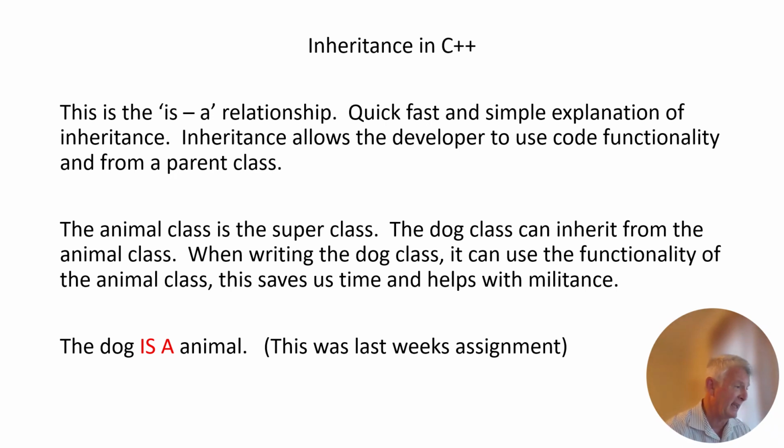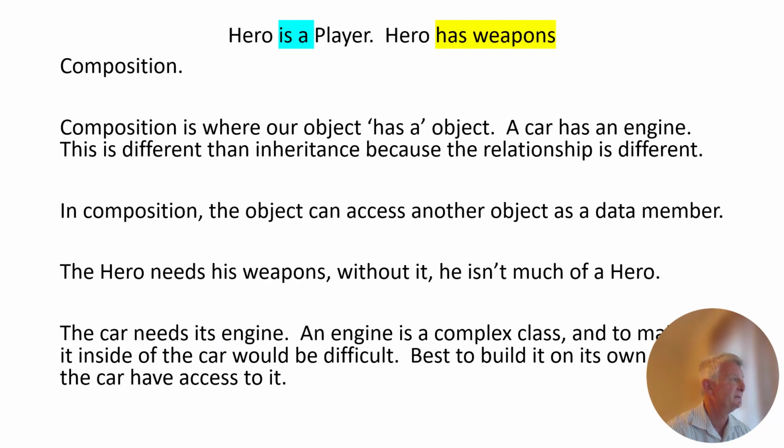So a dog is an animal. That was last week's assignment. Composition is: a hero is a player, and a hero has weapons. Do you see that? A hero is a player, and a hero has weapons. So this is where our object has an object. A car has an engine. This is different than inheritance because the relationship is different. In composition, the object can access another object as its data member.